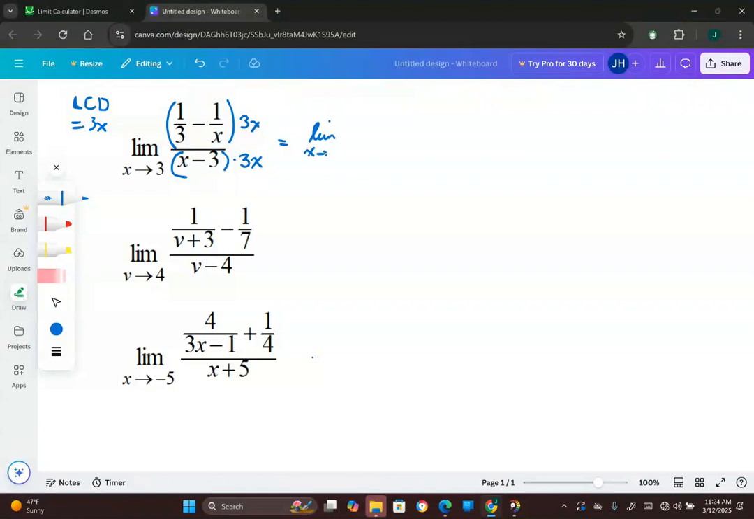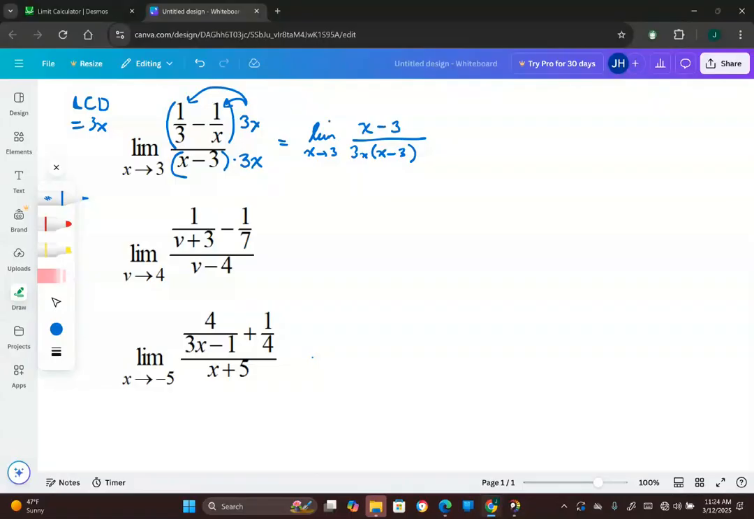And why would I do this? Well, the bottom, all that does is give me 3x times x minus 3. And no, I'm not going to multiply that out, and I'll show you why in a little bit. But if I multiply by 3x here, 3x times 1/3, the 3's will cancel and just give me x. If I distribute here, I'm going to get 3x over x, which is just going to cancel the x's and give me a minus 3.